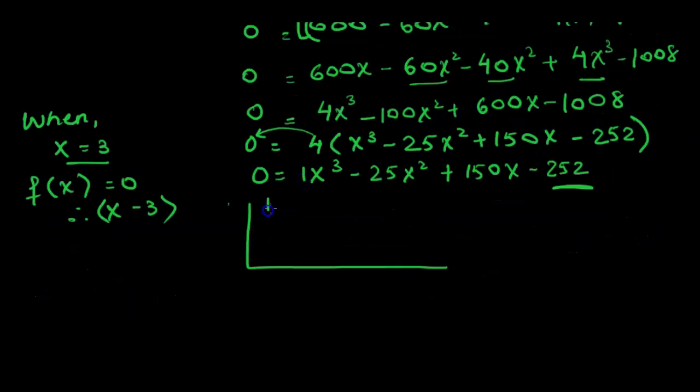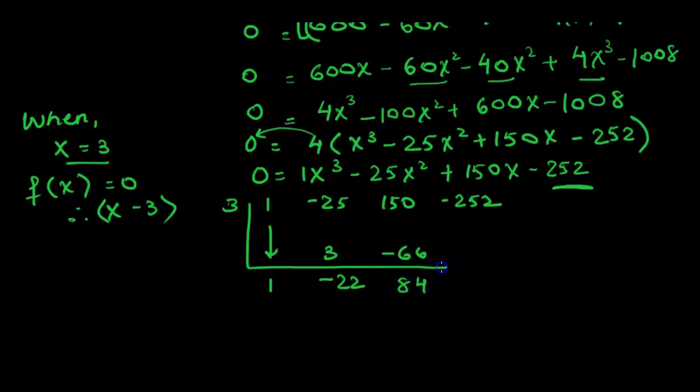Here the numbers are 1, negative 25, 150, negative 252, and here goes 3. The first number comes down as is. 3 times 1 is 3. We get a negative 22. 3 times negative 22 is negative 66. When we add, we get 84. 3 times 84 gives us a positive 252, and that would be equal to 0. Therefore, the other factor of this function would be 1x squared minus 22x plus 84.